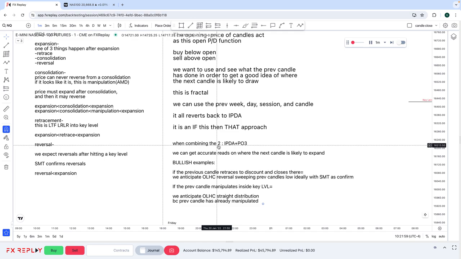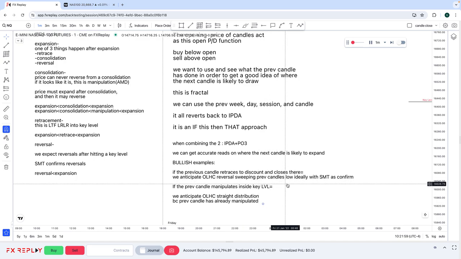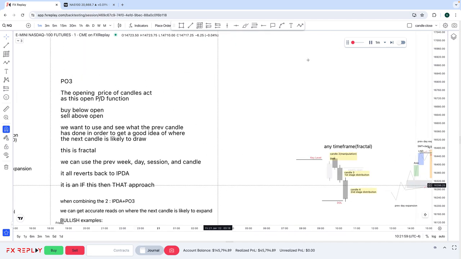When combining the two, IPDA plus power of 3, we can get accurate reads on where the next candle is likely to expand. Bullish example, if the previous candle retraces to discount and closes there, we anticipate open, low, high, close, reversal, sweeping previous candle low, ideally with SMT as confirmation. So this is an example of us opening. It can look many different ways, but let's just go with this.